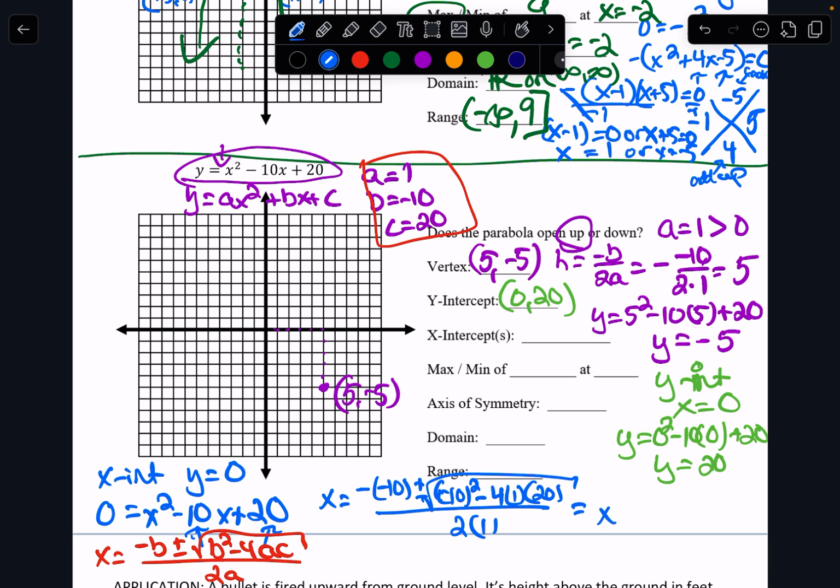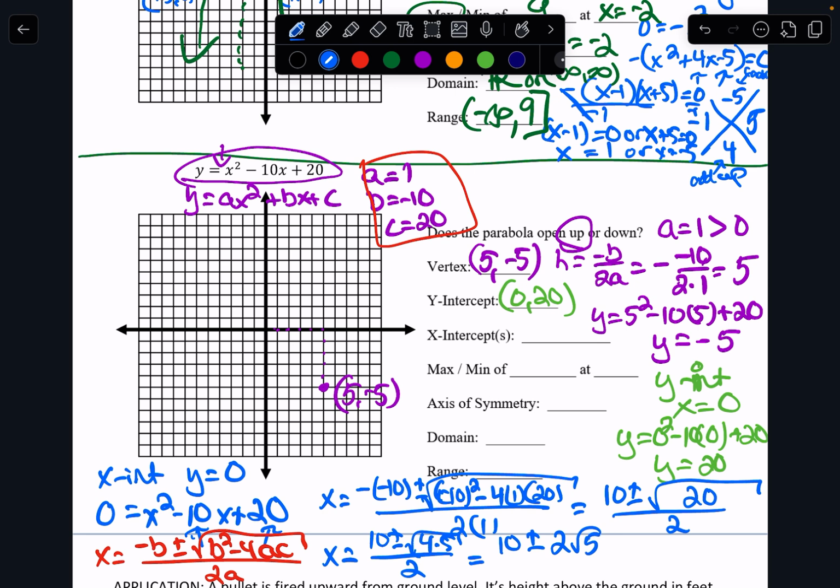Negative and then negative become a positive. 10 plus or minus, and inside the square root we're going to get 100 minus 80, which is 20, divided by 2. So what we get here, 20, we can break down to 4 times 5. So 10 positive and negative, square root of 4 times 5. And why did I do that? Because 4 is a perfect square. So I can take out the square root of 4, which is 2, and leave the square root of 5 in, and we have a 2 here.